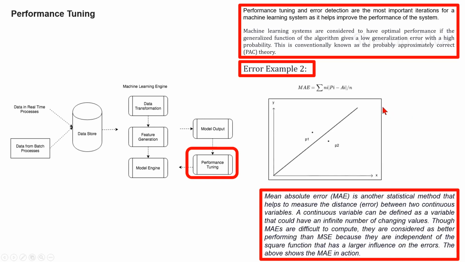As error example 2, the mean absolute error, MAE, is another statistical method that helps to measure the distance error between two continuous variables. The continuous variable can be defined as a variable that could have an infinite number of changing values. Though MAEs are difficult to compute, they are considered to perform better than MSE because they are independent of the score function that has a large influence on the errors. Here you can see the MAE in action.